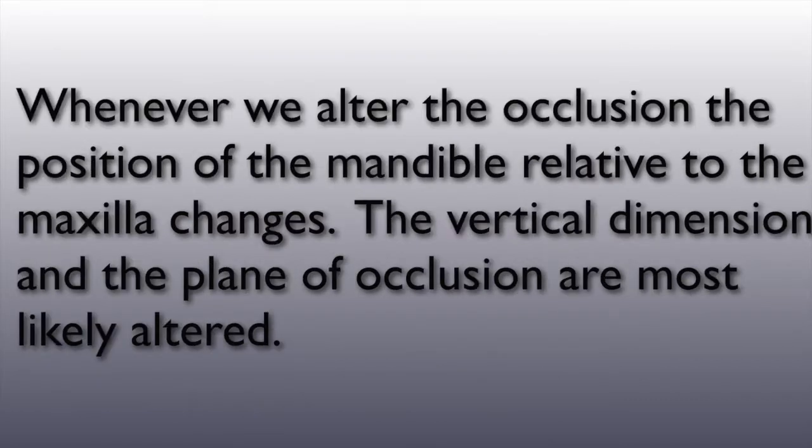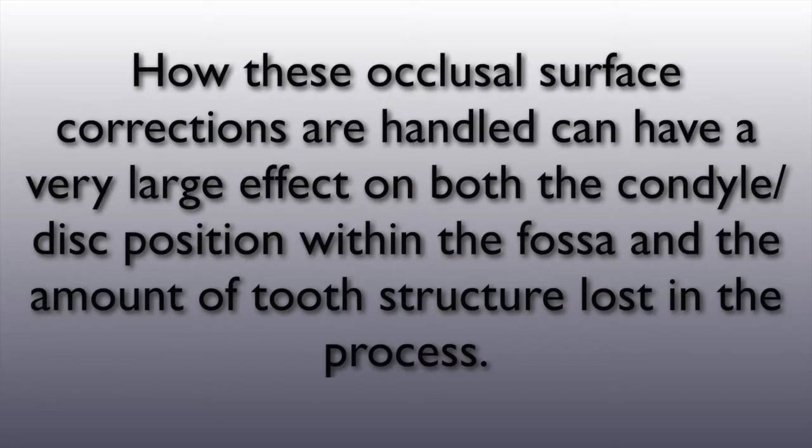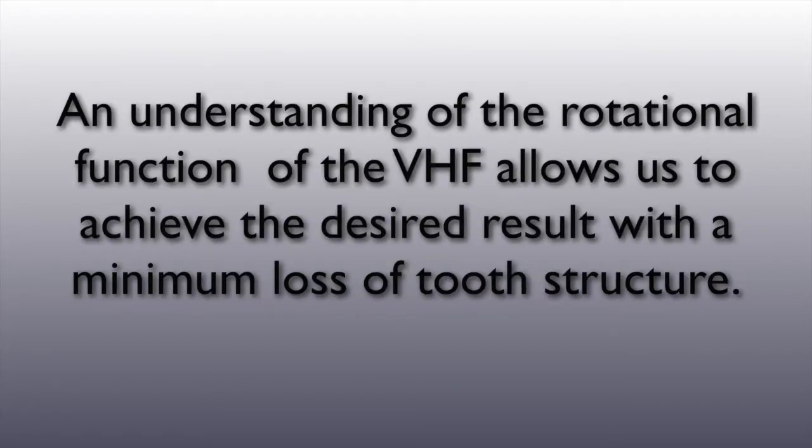Whenever we alter occlusion, the position of the mandible relative to the maxilla changes. The vertical dimension and the plane of occlusion are most likely altered. How these occlusal surface corrections are handled can have a very large effect on both the condyle disposition within the fossa and the amount of tooth structure lost in the process. Understanding the rotational function of the VHF allows us to achieve the desired result with a minimum loss of tooth structure.